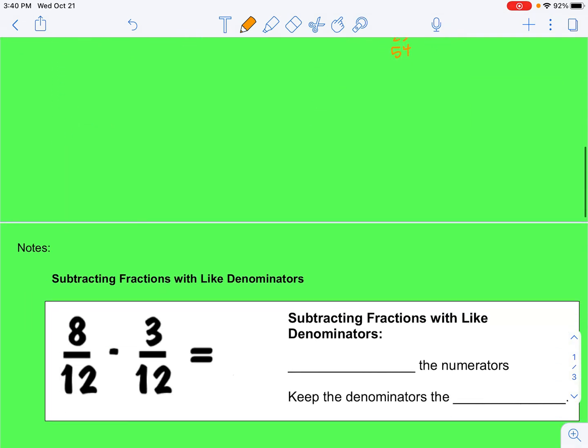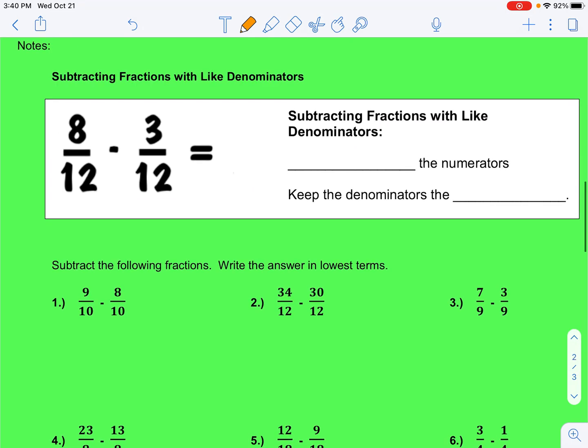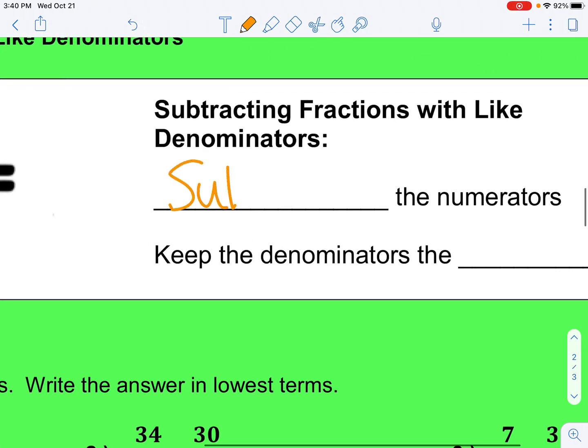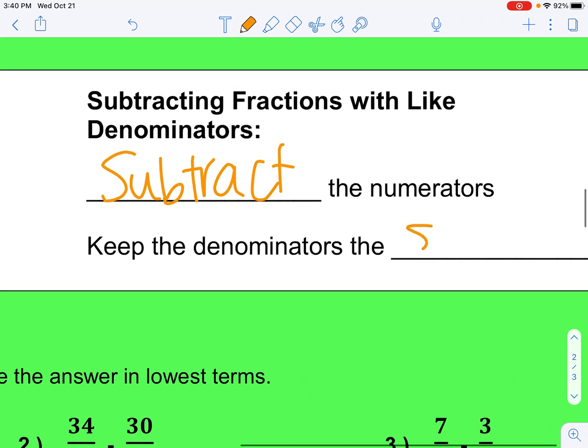Alright, so that's how we add. Now let's move on to subtraction. When I'm subtracting fractions with like denominators, all you're going to do is subtract your numerators and keep your denominators the same.